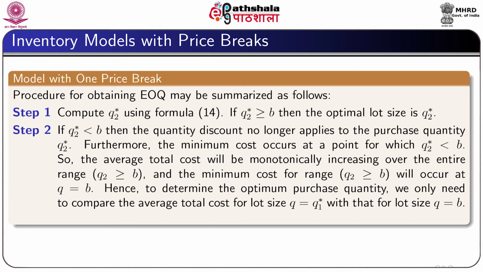Now, if Q2 star is less than B, then the quantity discount no longer applies to the purchase quantity Q2 star. Furthermore, the minimum cost occurs at a point for which Q2 star is less than B. So, the average total cost will be monotonically increasing over the entire price range, that is Q2 greater than or equal to B, and the minimum cost for the range Q2 greater than or equal to B will occur at Q equal to B. Hence, to determine the optimal purchase quantity, we only need to compare the average total cost for lot size Q equal to Q1 star with that for lot size Q equal to B.